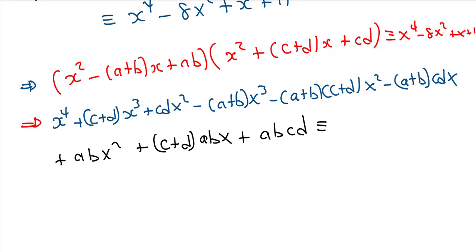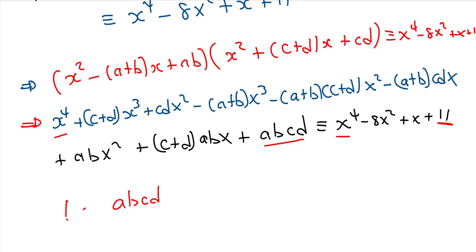But this should be identical to x to the 4th minus 8x squared plus x plus 11. Now we see that if you are comparing terms, x to the 4th, x to the 4th, the cubic terms do not exist, so c plus d will give 0, and minus a plus b will give 0. Now we clearly see from here that the product abcd is a constant term which can be compared to 11. So therefore we deduce that abcd is equal to 11 as required.